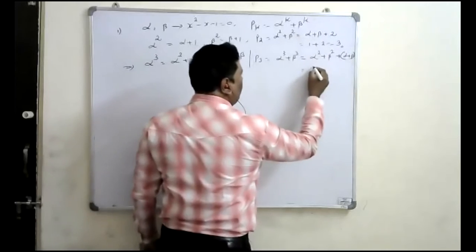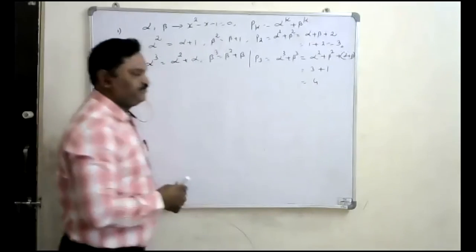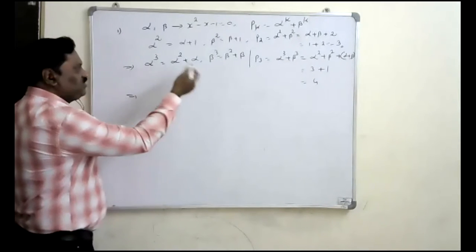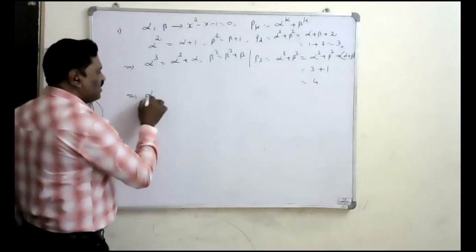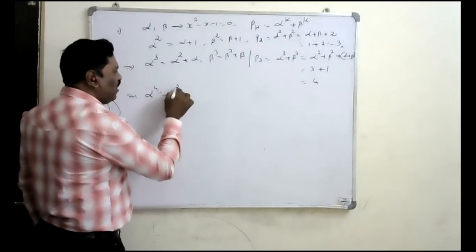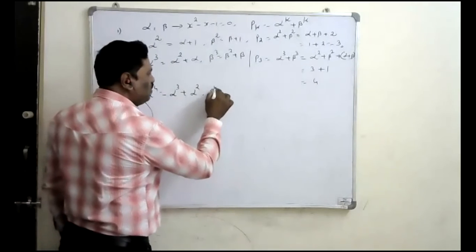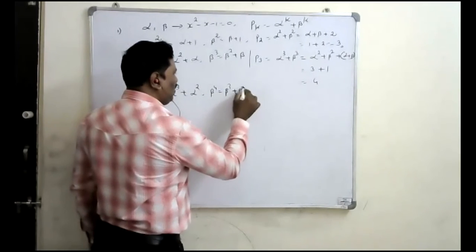Here alpha square plus beta square value is 3. Alpha plus beta is 1. So this answer is 4. Okay. Similarly, multiply this term by alpha again. Alpha power 4 is equal to alpha cube plus alpha square. Similarly, multiply this term by beta. Beta power 4 is equal to beta cube plus beta square.